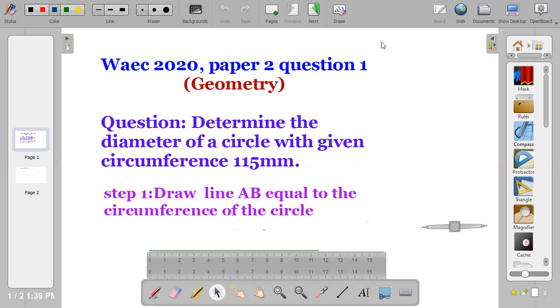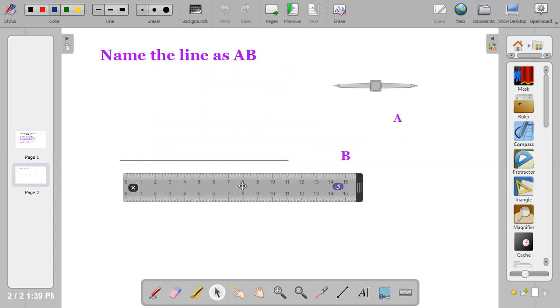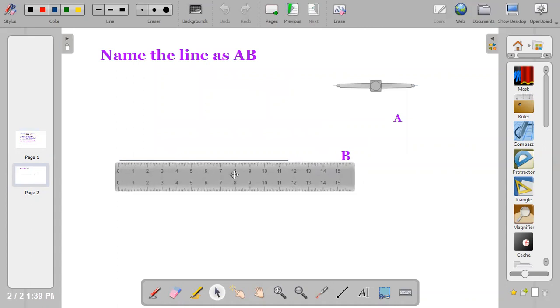So in this question, we have the circumference given as 115 mm. So in order to do this, the first thing we are going to draw is the given line, the given circumference, which is 115. So bring out your pencils and your rulers and let's draw the line.